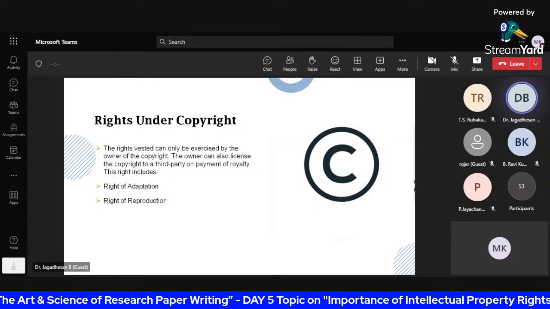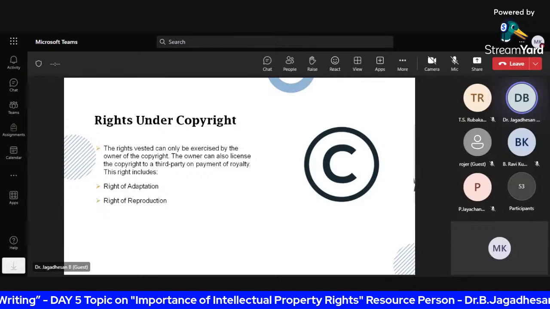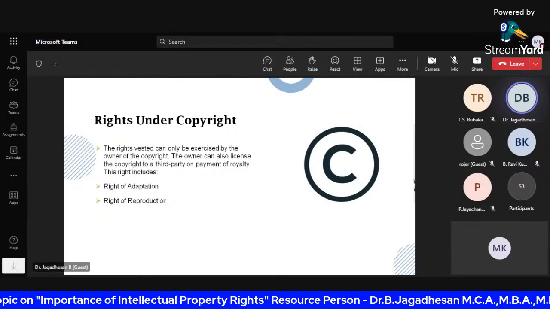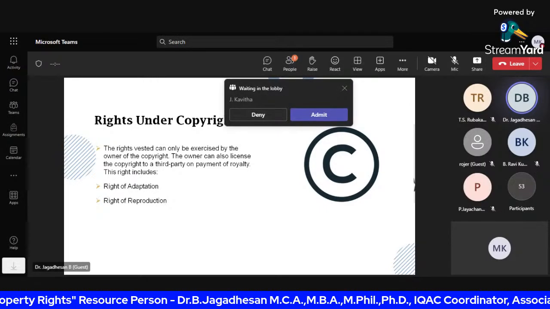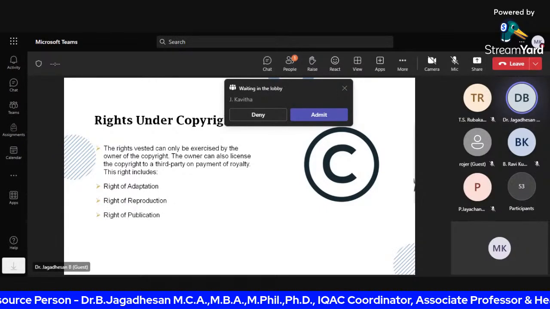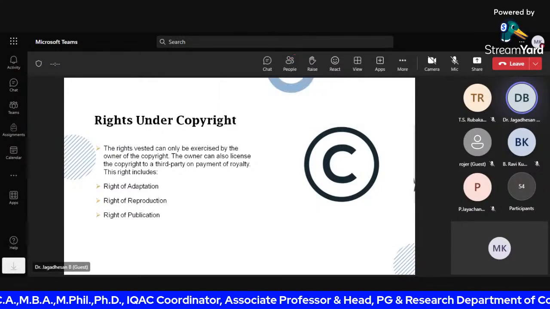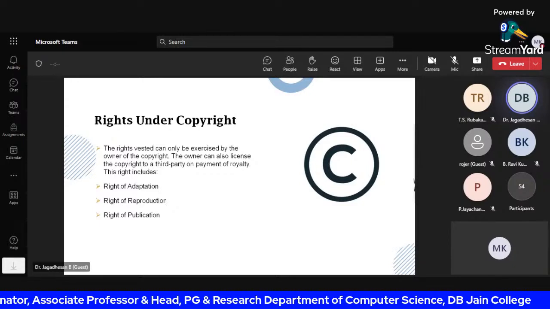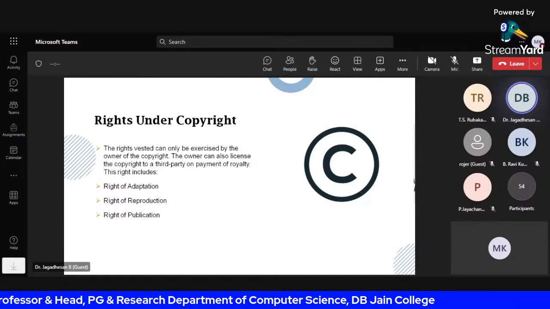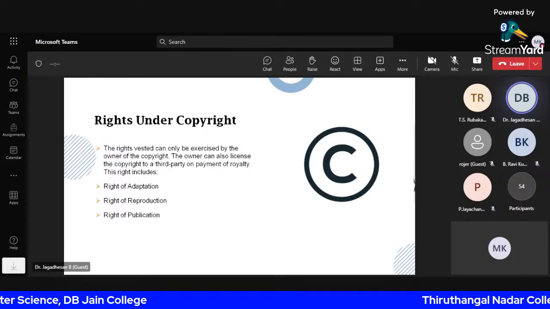The rights vested can only be exercised by the owner of the copyright. The copyright is only executed by the owner. The owner can also license the copyright to a third party on payment of royalty. This right includes, as I already told, that we cannot copy or steal from the source of information. But willingly and voluntarily the owner can give permission to a third party in return for payment of royalty. For example, Naturals saloon.